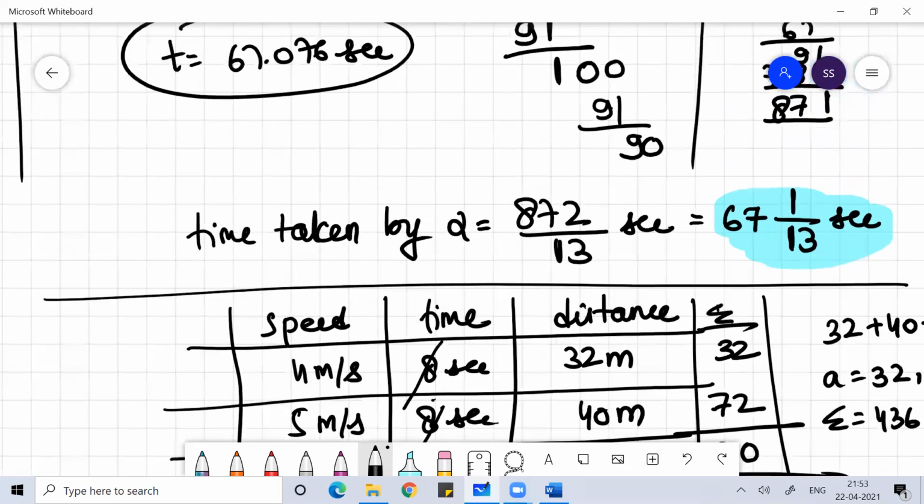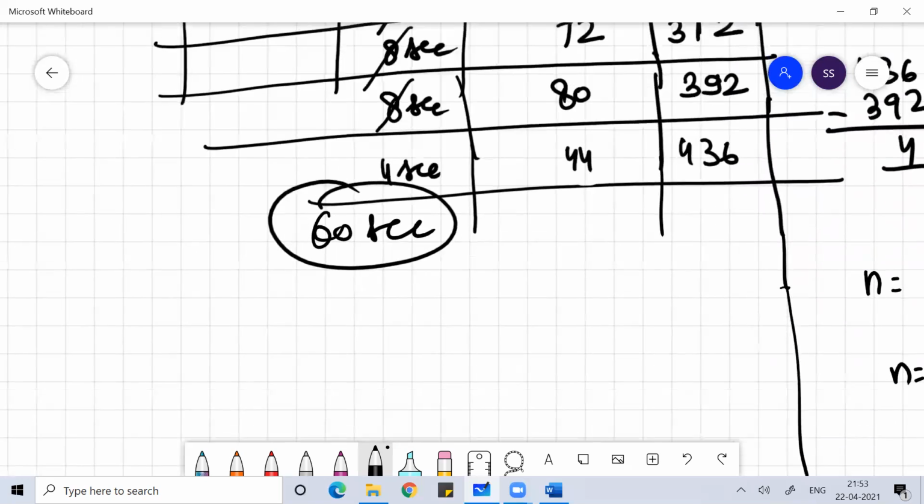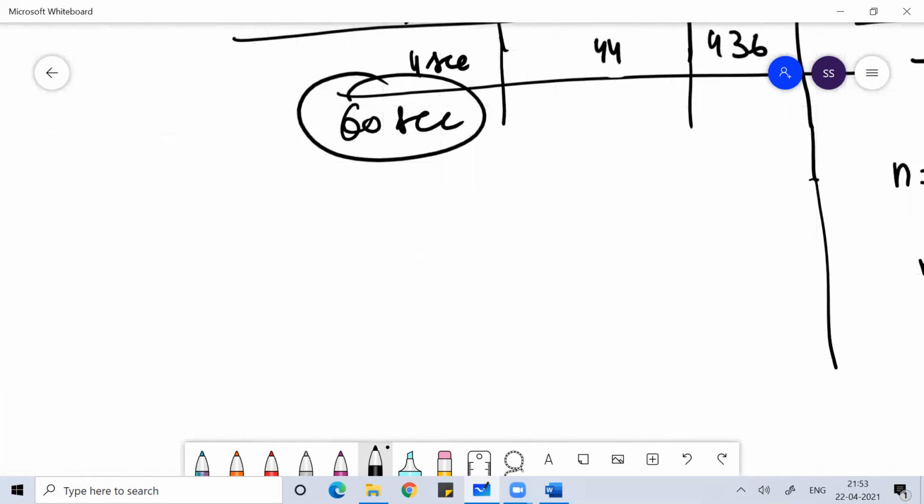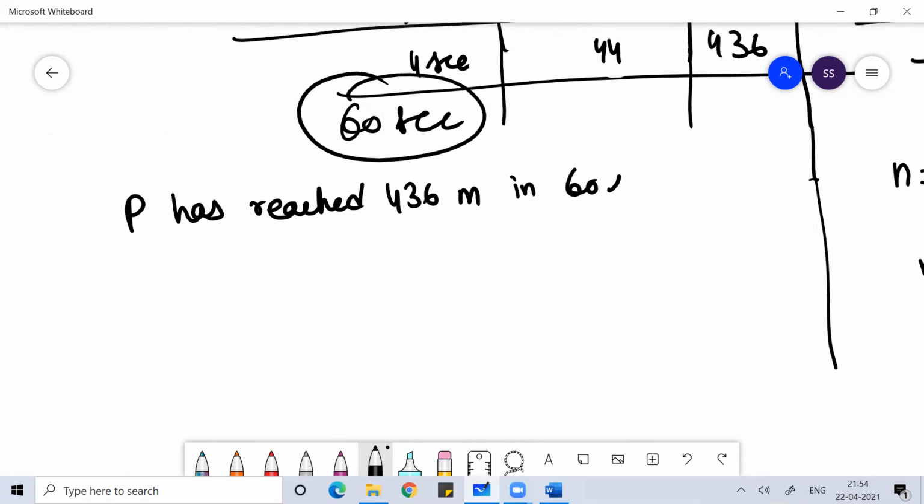Okay. So in 60 seconds, what is the distance covered by Q? So P has reached 436 meters in 60 seconds. Okay.